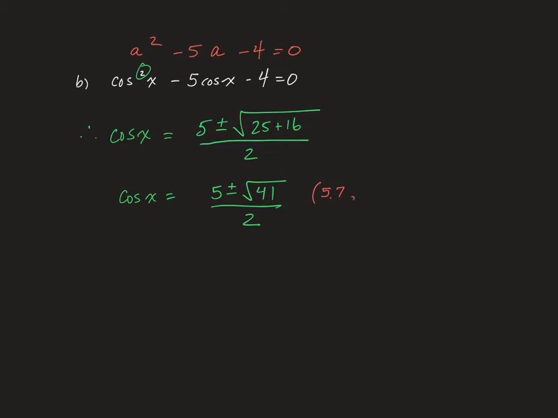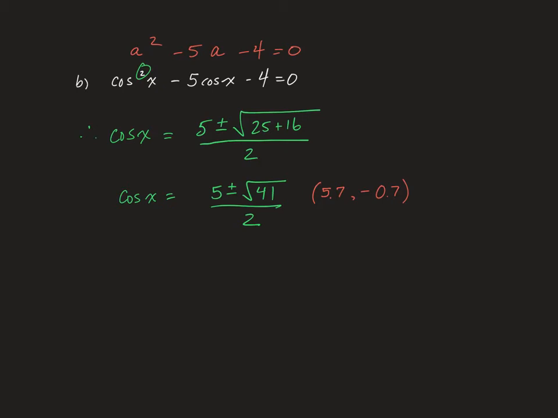Not that we needed our calculator to be able to tackle that. You take a look at what root 41 is, and we should be good that that's 6 point something. So 5 plus 6 and a bit is 11 and a bit, and 11 and a bit divided by 2 would be 5 and a bit. If we deal with the negative case, we would have 5 minus root 41 over 2, and that's going to get us approximately to negative 0.7.